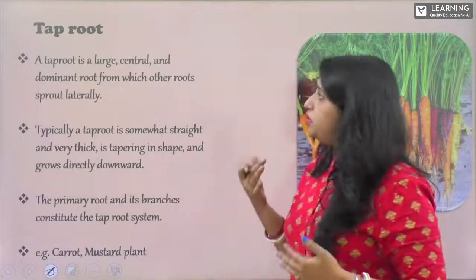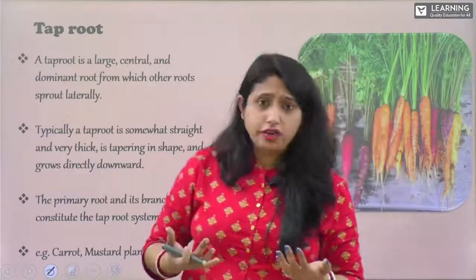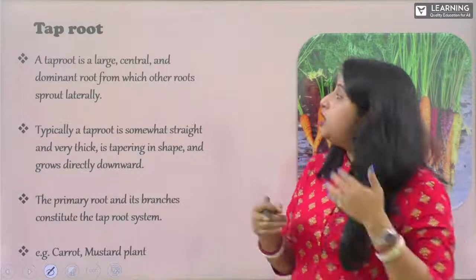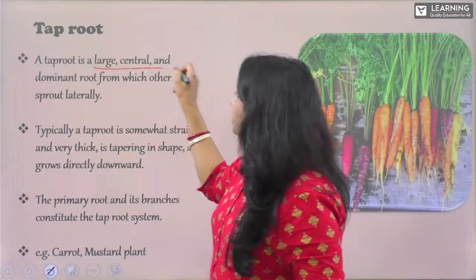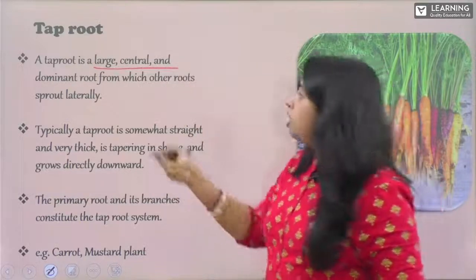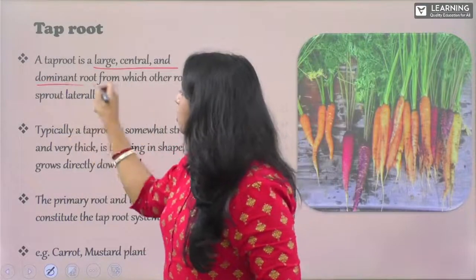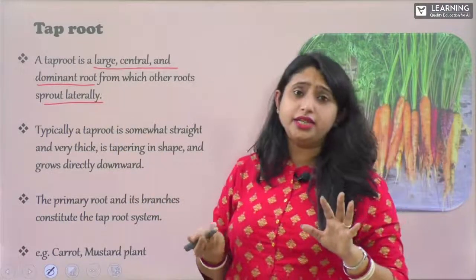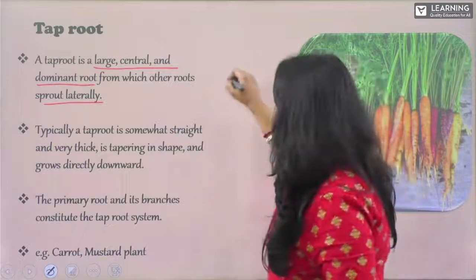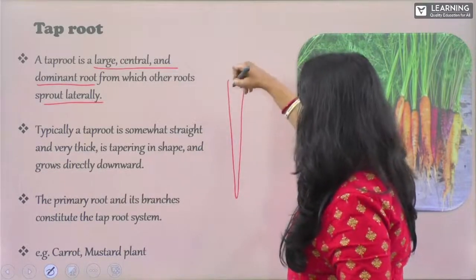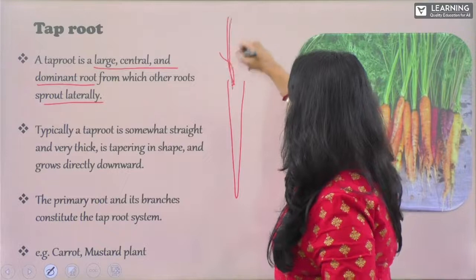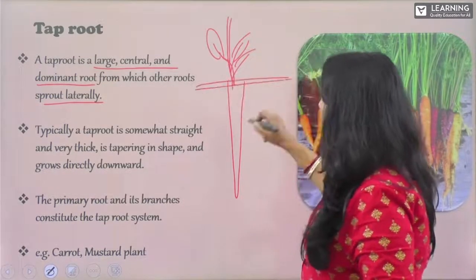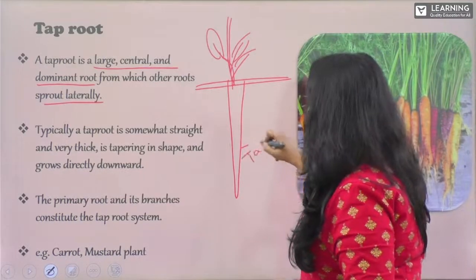Yes. Now let us see the various roots one by one. First one is your taproot, right? The taproot is a large, central and dominant root from which other roots sprout laterally. So what is the taproot? This taproot is the primary root. In case of a plant, you will see it like this. So this is the plant body, let's say. Here it is under the soil. So this root is your taproot.